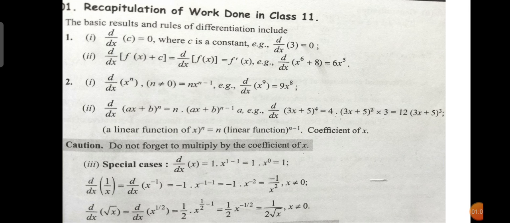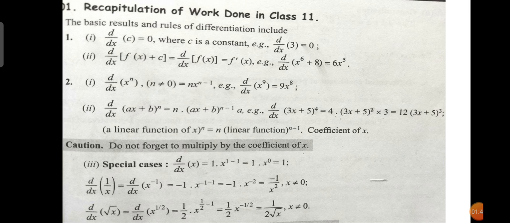And d by dx of f of x plus c, where f of x is a second degree, third degree, any degree of x, plus the constant. So d by dx of f of x is f dash of x. That is how you differentiate it. For example, d by dx of x raised to 6 plus 8 is d by dx of x raised to 6 plus d by dx of 8.